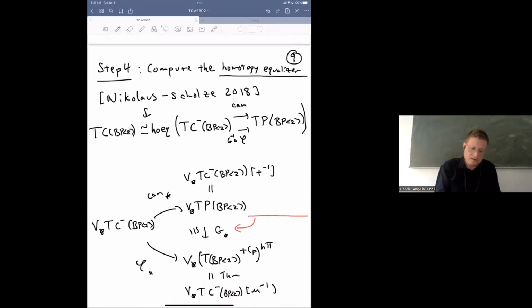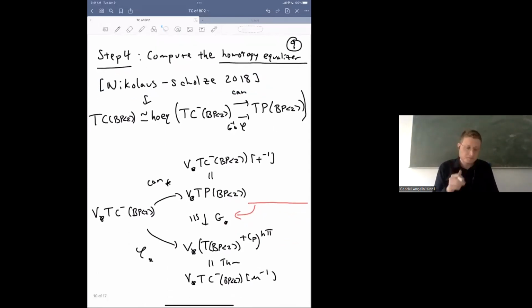So here we're really using Nicolaus and Schulze from the year 2018. And I'll say a little bit about how that compares to how one would do this before 2018 in a second. So first of all, Nicolaus and Schulze showed that TC, which I actually haven't defined yet, but I'm going to say that as a black box for now, is equivalent to this homotopy equalizer, at least for bounded below spectra, or I should say when THH of your ring spectrum is bounded below.